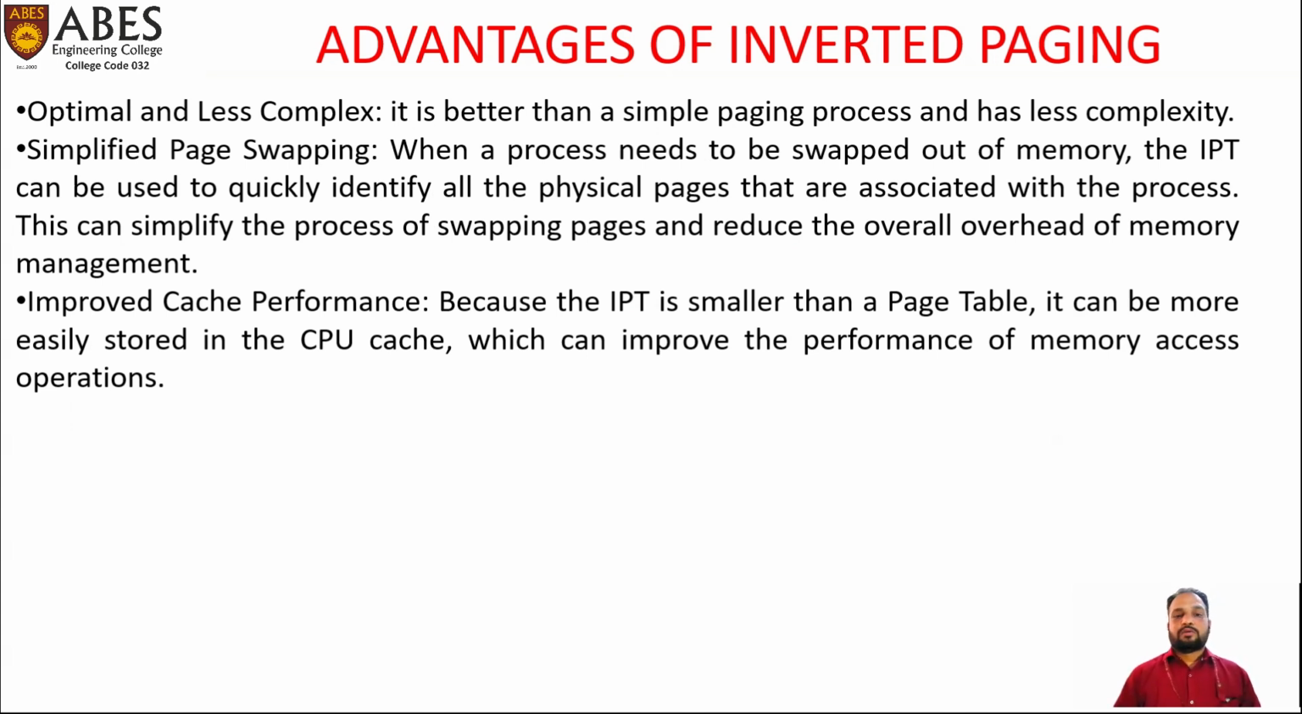Improved cache performance, because the IPT is smaller than a page table. As we earlier saw in the diagram, there's a particular page table entry, the inverted page table. So it can be more easily stored in the CPU cache, which can improve the performance of memory access, and by the use of a hash data structure, it will be mapped to the corresponding frames easily, as all the pages are stored in the CPU cache.